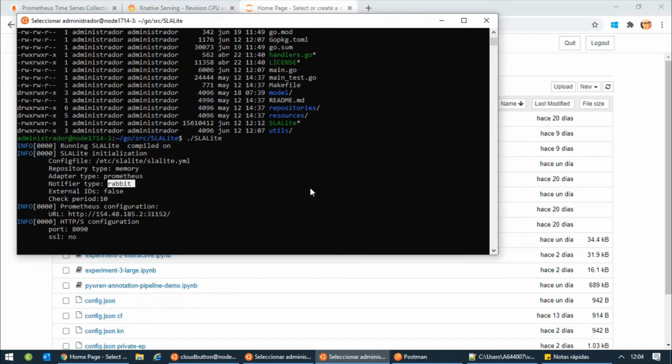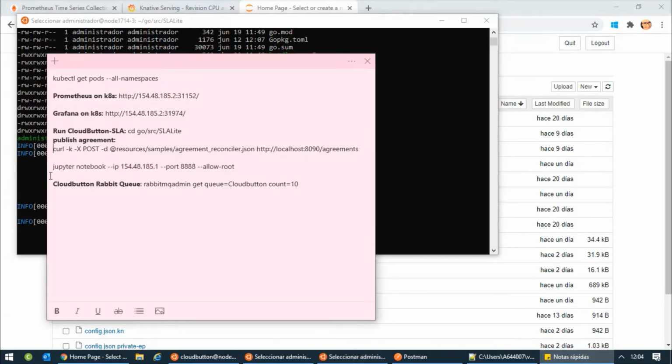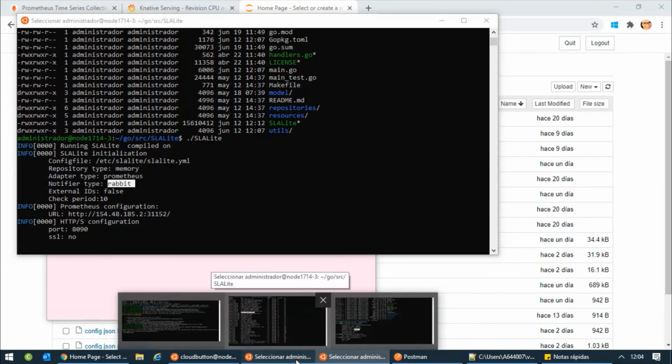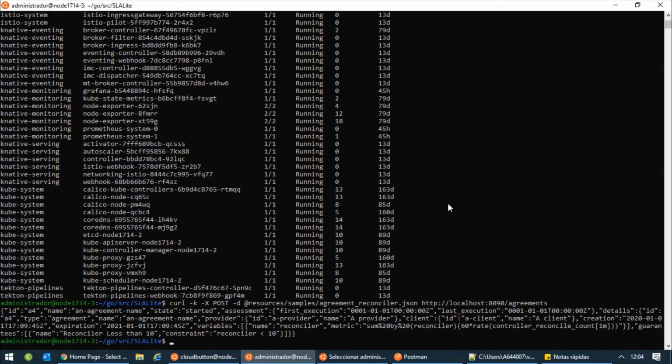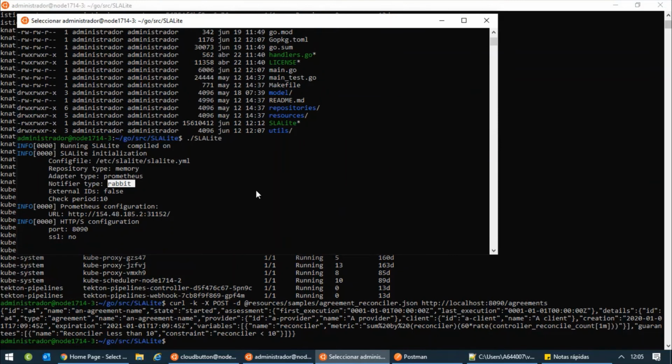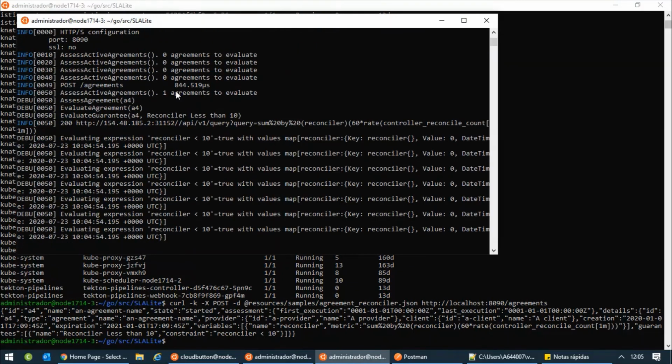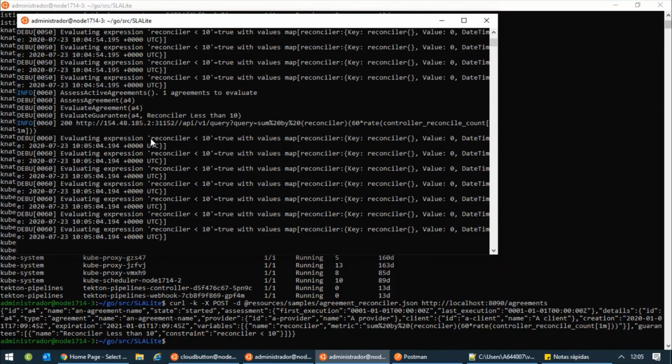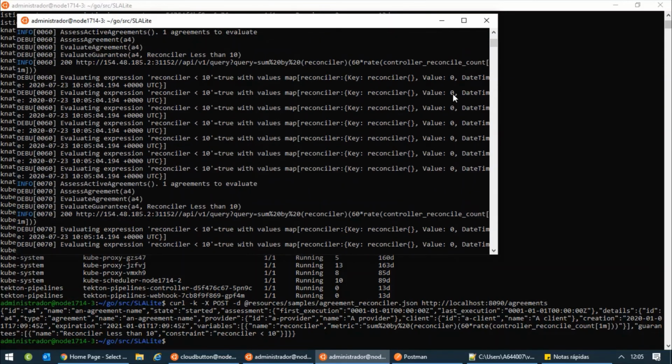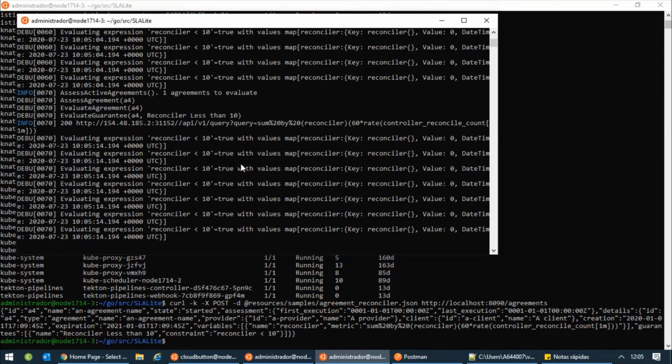So the first step is to set up the agreement. For this, we will use our REST API. And now we can see how the agreement starts being evaluated. The agreement is just identifying when any of the reconciler metrics are greater than 10. So far, they have no metrics, so all the values are 0 and no violation is being raised. Let's start running our experiment.